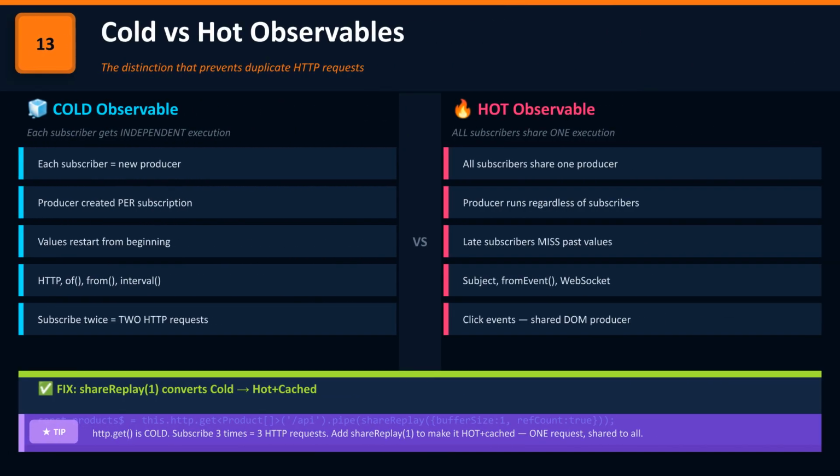Section 13 discusses cold versus hot observables, a critical distinction for preventing duplicate HTTP requests. Cold observables create a new producer per subscription, leading to values restarting, like in http.get or of. Hot observables share a single execution, meaning all subscribers share one producer, and late subscribers miss past values, as seen with subjects or fromEvent. The fix for making a cold observable hot and cached is often using shareReplay(1).